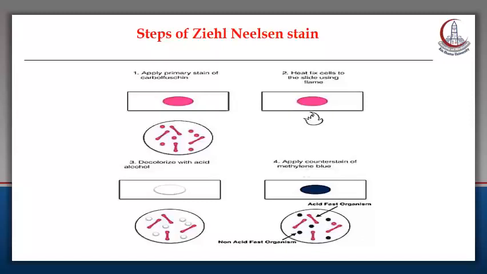First of all, you should apply your primary stain, which is concentrated carbol fuchsin. If you remember, it was the last step of the gram stain, but it was diluted. Then we apply heat underneath the slide to force the stain into the bacteria. Then we apply the decolorizing agent, which is mostly sulfuric acid, and the last step is the counterstain with methylene blue. So it's called acid-fast staining because the TB bacilli resist decolorization by sulfuric acid and remain pink on a blue background.